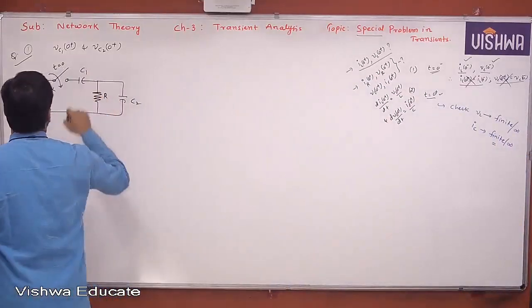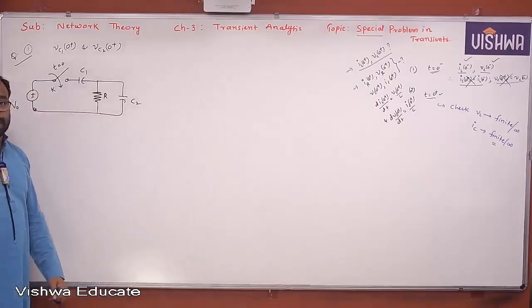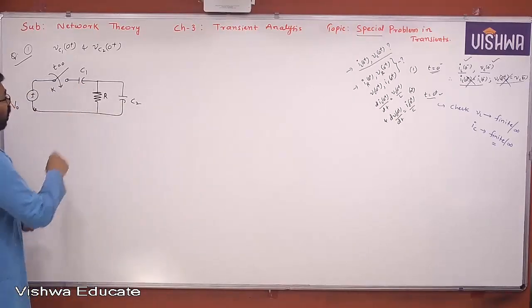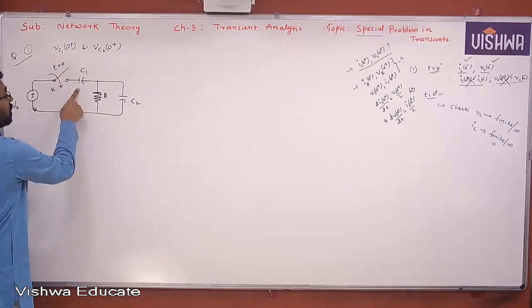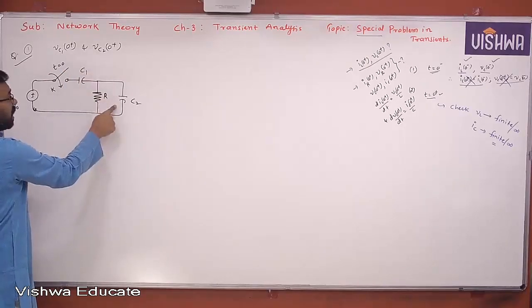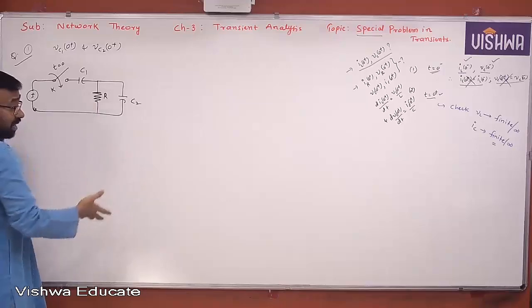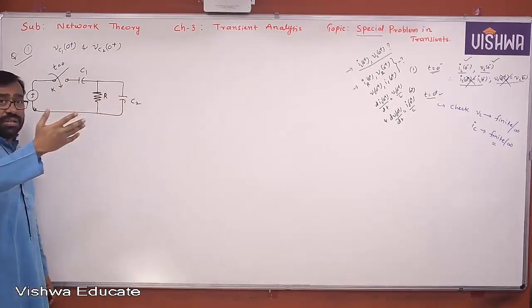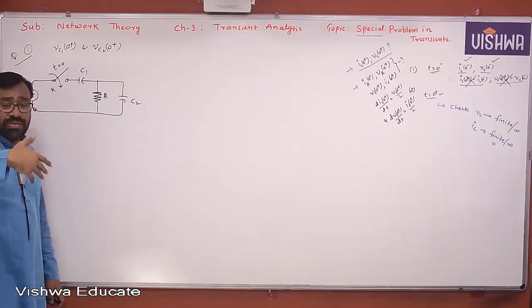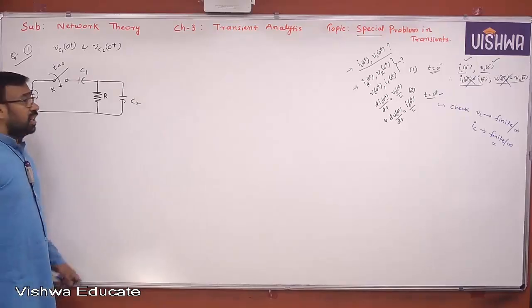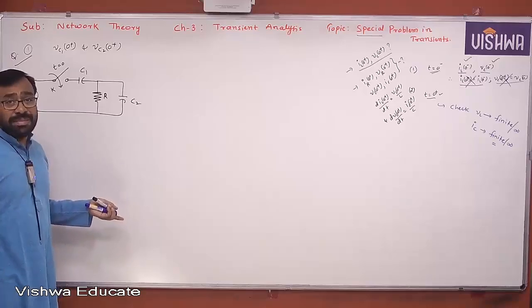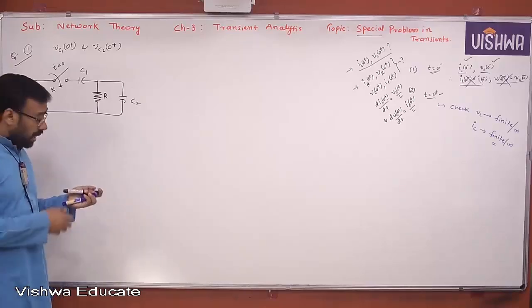Now what is being asked here? vC1 of 0 plus and vC2 of 0 plus. What is vC1? Voltage across the capacitor. What is vC2? Voltage across the capacitor. At t equal to 0 plus is being asked. We know that according to the older procedure, the first procedure we followed, if you find vC1 of 0 minus and vC2 of 0 minus, there ends the matter. Yes or no, all of you? But look at this, all of you.